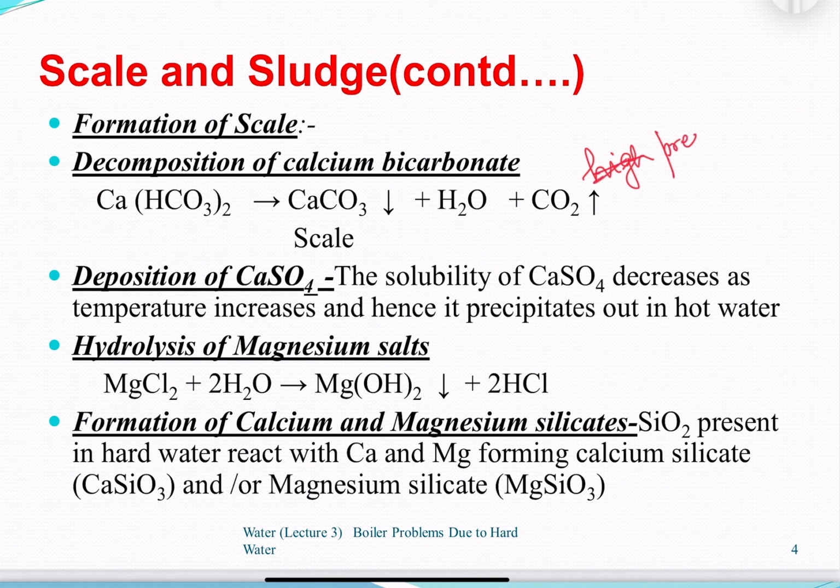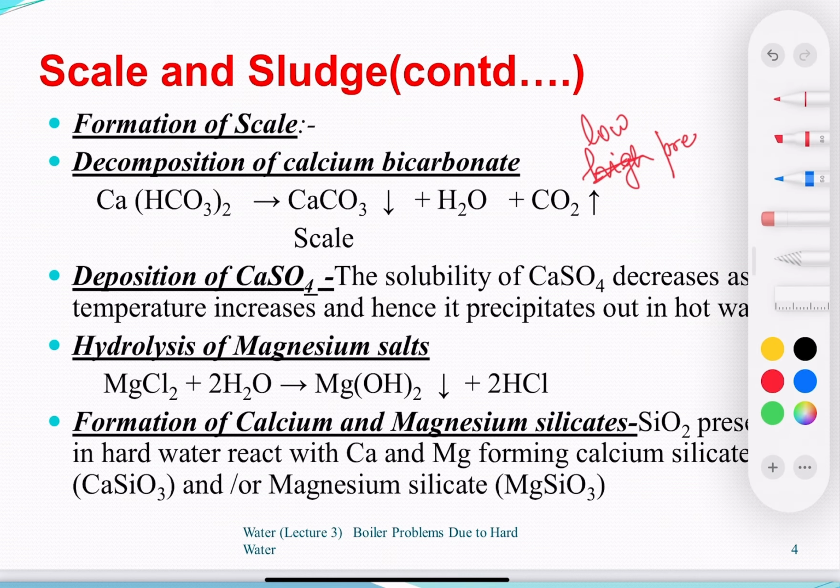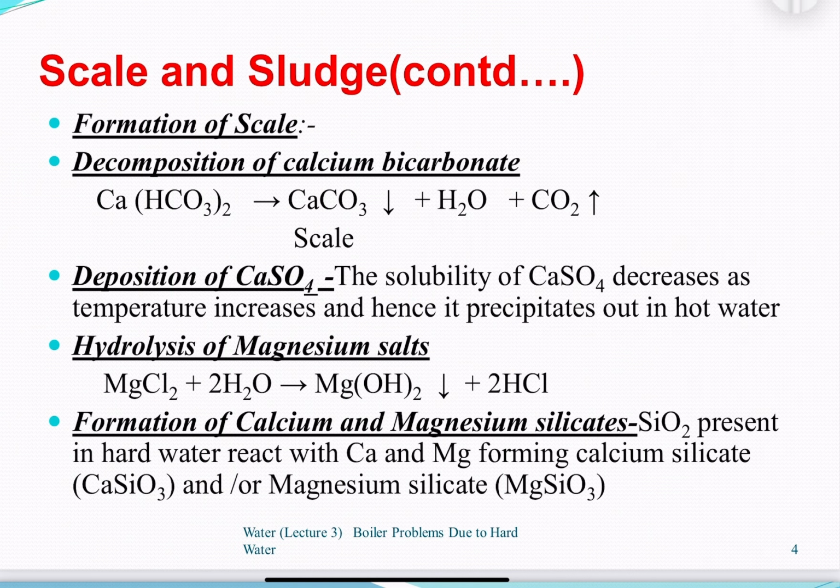Sorry, it is formed in low pressure boilers, because when the pressure is high, CaCO3 is soluble in water. So it is formed in low pressure boilers. It is not formed in high pressure boilers. So one is the decomposition of calcium bicarbonate.